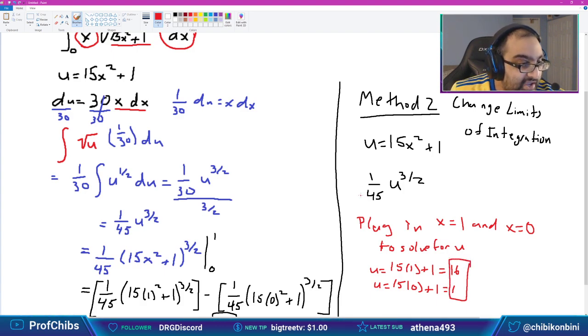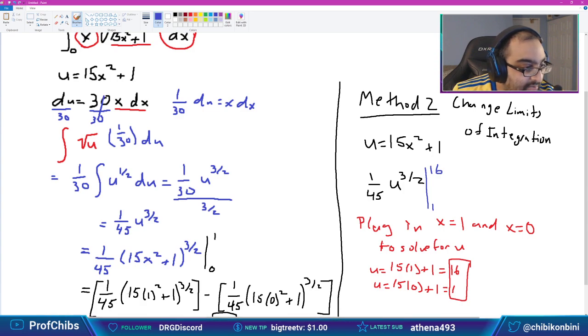So instead, with our integral being 1/45 u to the 3 halves, instead of replacing it back with 15x squared plus 1 and doing it from 0 to 1, we now would do it directly. We'd say, you know what, I do like dealing with u. I don't want to go back to x because maybe it's a little more complicated. I can go from 1 to 16, and I can try the same problem again.